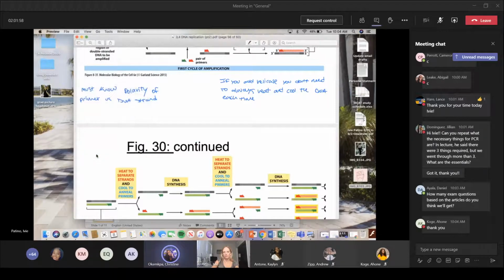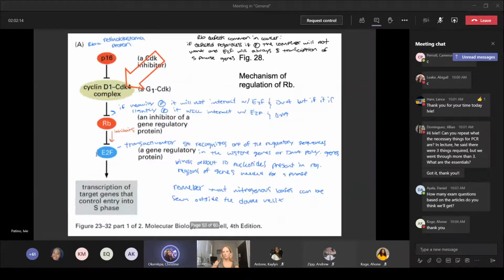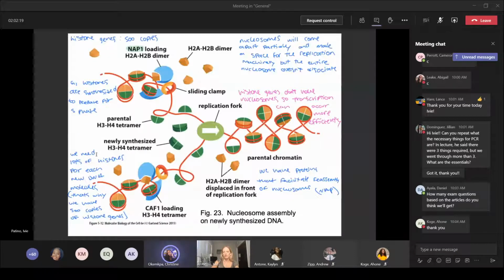Quick question, Ivy. Can you go back over the histone genes and how gene replication occurs within those regions? Are you talking about this slide, or from lecture? Yeah, this slide. Okay. So when we're replicating our DNA, our nucleosomes will not completely disassociate from that DNA.